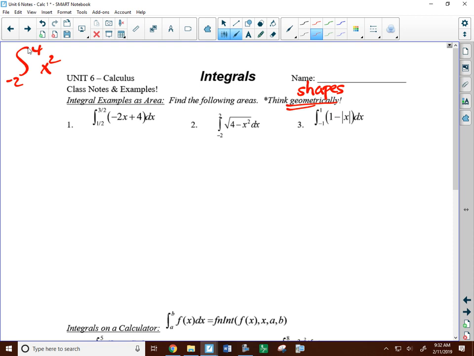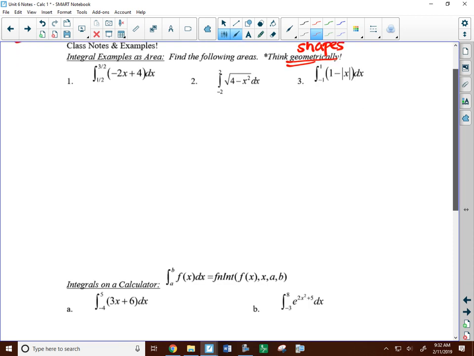So here we go. Find the following areas. Think geometrically. So the first one says: find the area under the curve from 1/2 to 3/2, 0.5 to 1.5, of -2x plus 4. Most of these I'm going to make a sketch. You also are allowed to use your graphing calculator, so you can put it in if you weren't sure.